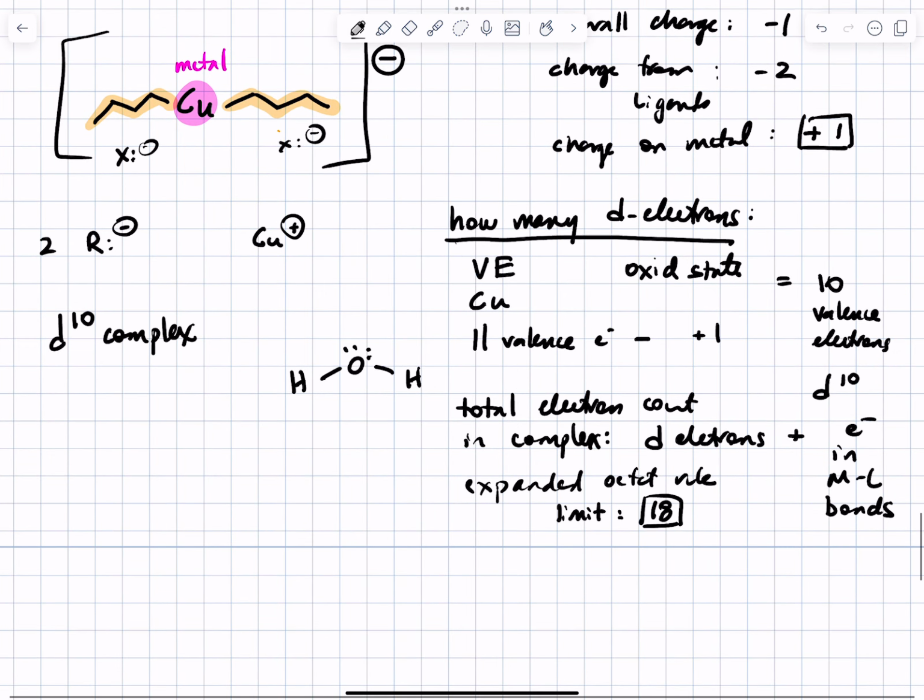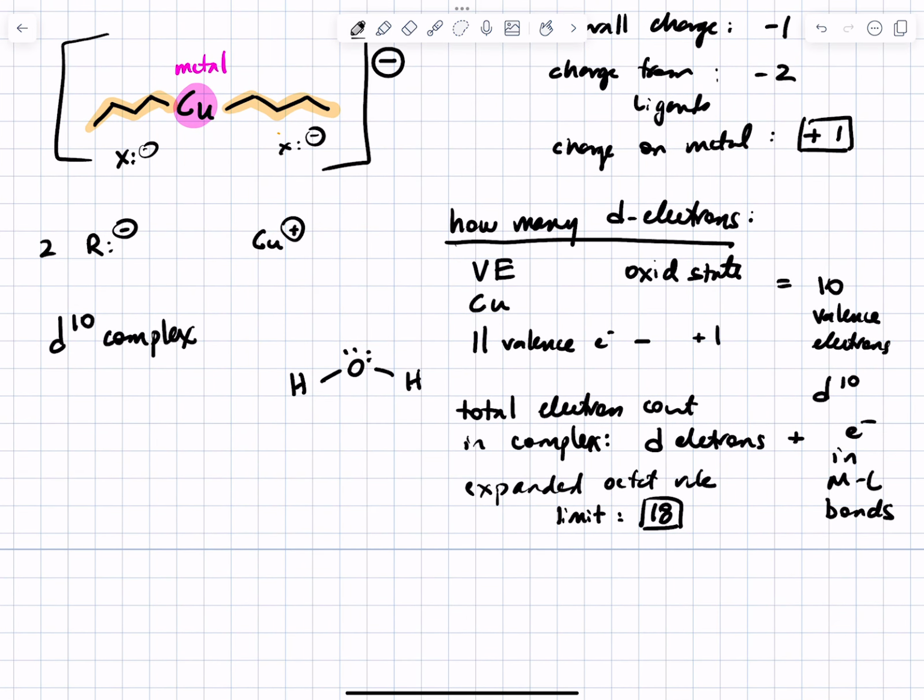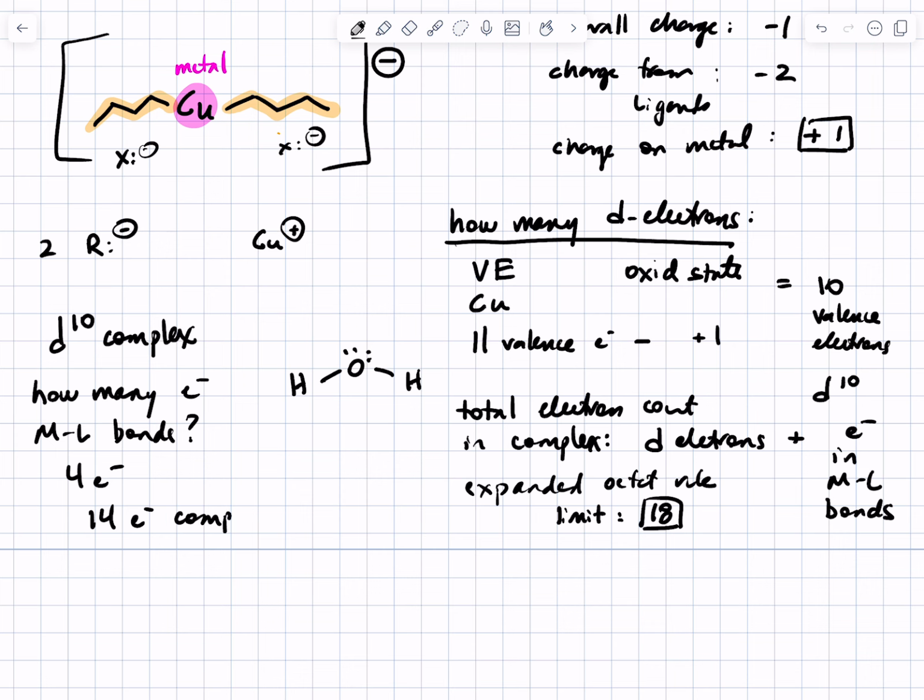So let's see how copper keeps this rule. It's a d10 complex, and then how many electrons are in metal ligand bonds? 10. Let's see. No, not 10. That's how many are the d electrons. How many metal ligand bonds do I have? 2, right? So I have 4 electrons, 2 electrons in each metal ligand bond. Overall, this is a 14 electron complex.